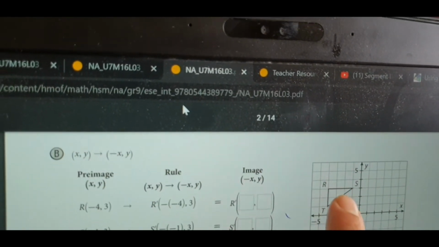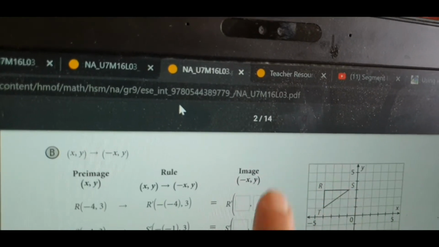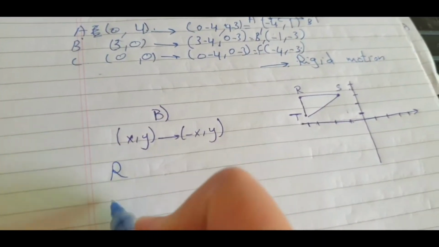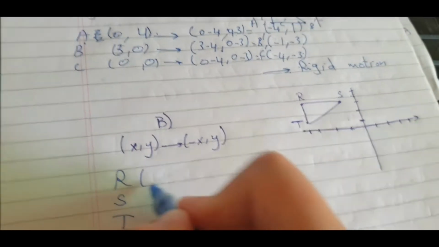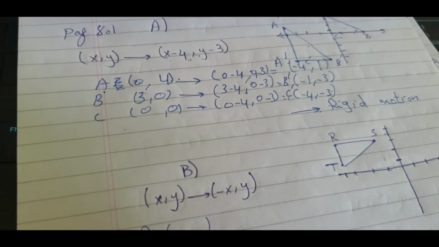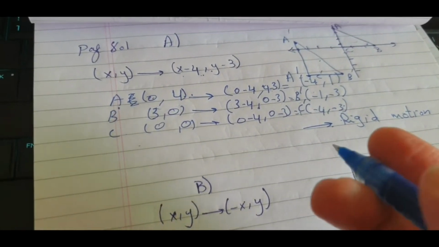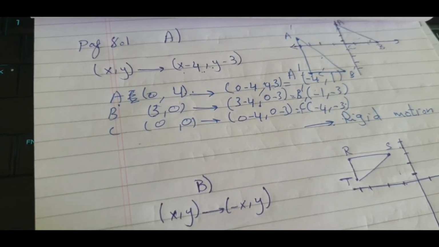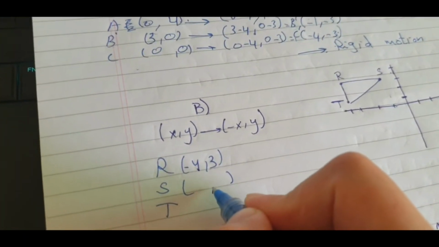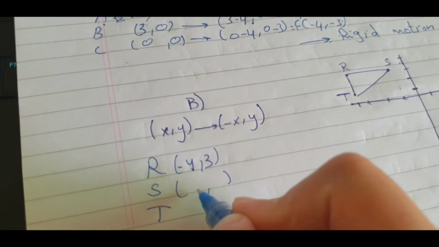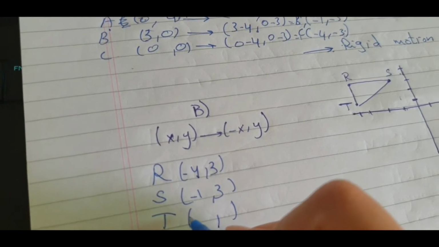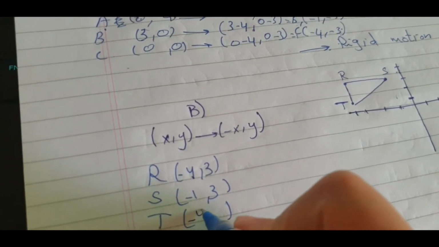As we said, the first thing I should find is the coordinates of the 3 points. So let's find the coordinates of the 3 points. Let's find R, S, and T. R is what and what? You will see it is -4 and 3. S is, again, it is -1 and 3. T is -4 and 1.